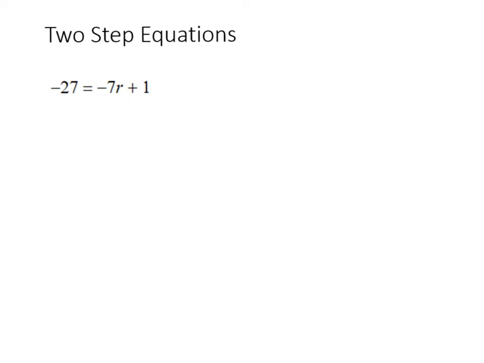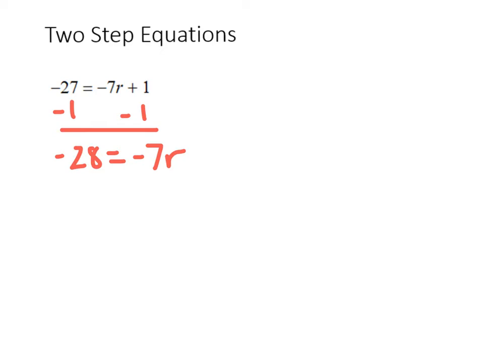In this first example, the first thing we need to do to isolate our variable r is to subtract 1 from both sides to move the 1 over. So if we subtract 1 from both sides of the equation, it'll become negative 28 equals negative 7r, because 1 plus negative 1 just cancels out and becomes 0.